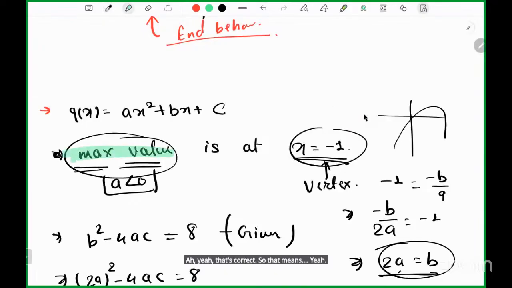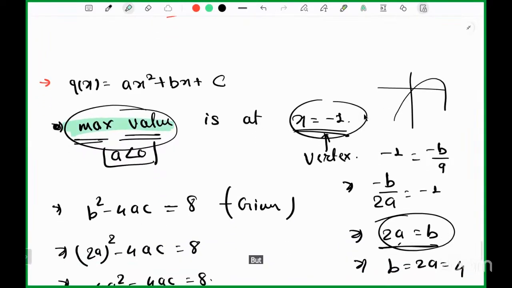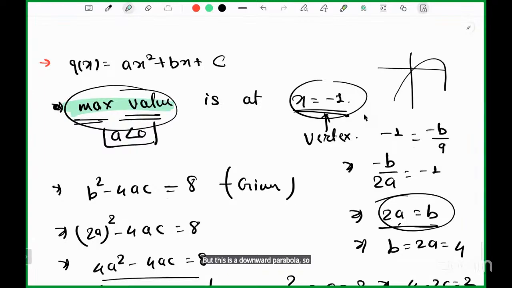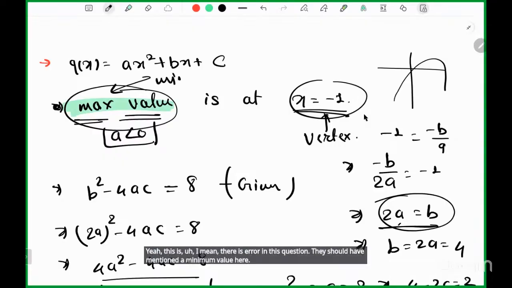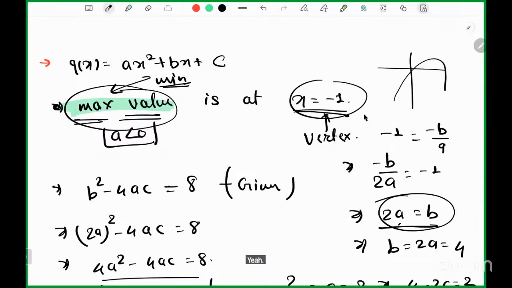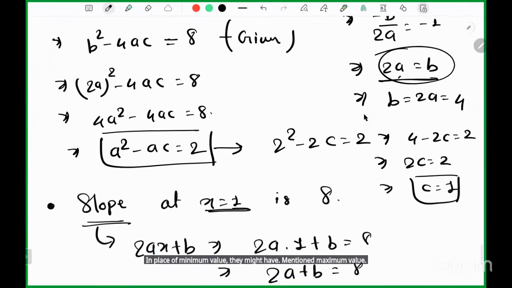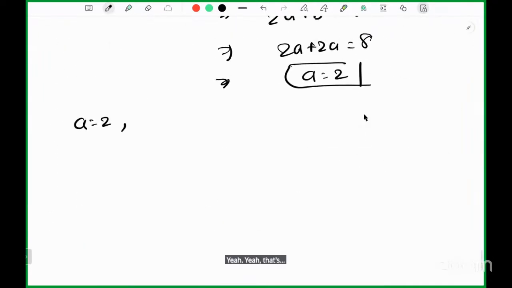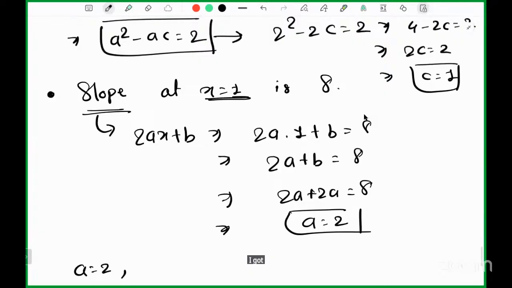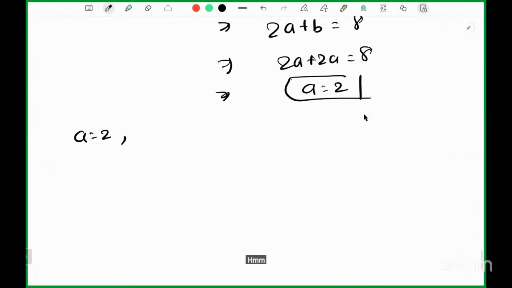That is the problem. The equation I got at the end is 2x square plus 4x plus 1. But this is a downward parabola, so a should be a negative value, less than 0. I mean there is an error in this question. They should have mentioned a minimum value here. In place of minimum value, they might have mentioned maximum value. It's just a mistake. I got confused.